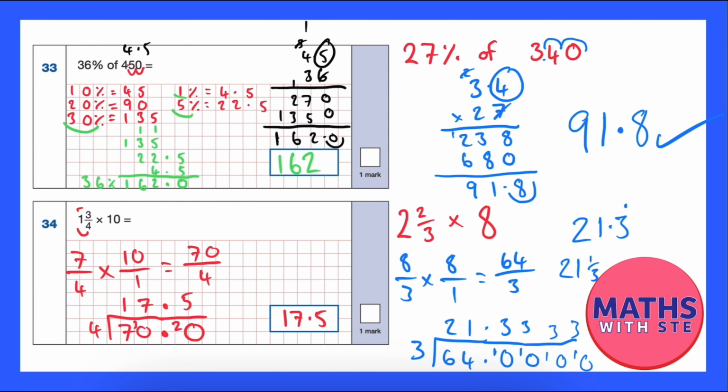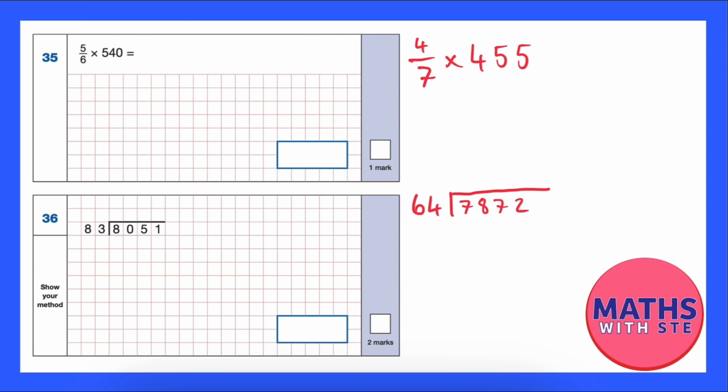Right, okay, let's do the other slide. Okay, so this is the last slide of the day. So I've got 5/6 times by 540. Now all I need to do is divide by the bottom times by the top. So let's do that. 6 goes into 540. Let's see. 6 goes into 5 0 times. It goes into 54. It's 9 times, isn't it? 9. And it goes into 0 times. So 90. Now all I need to do is 90 times 5.